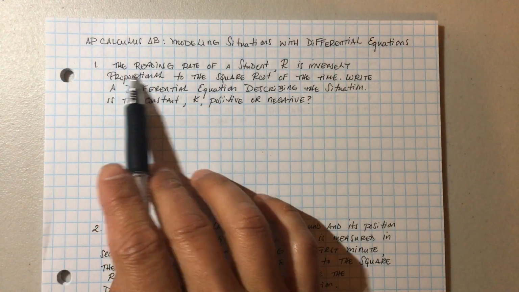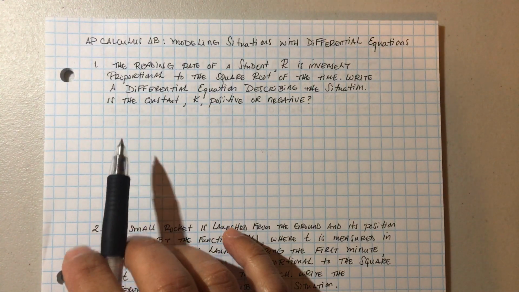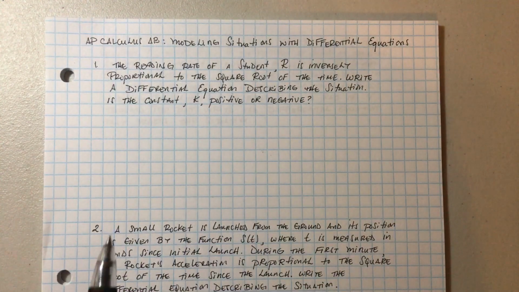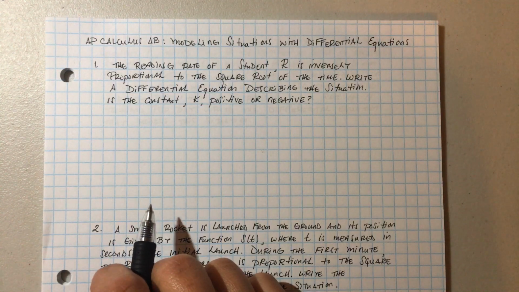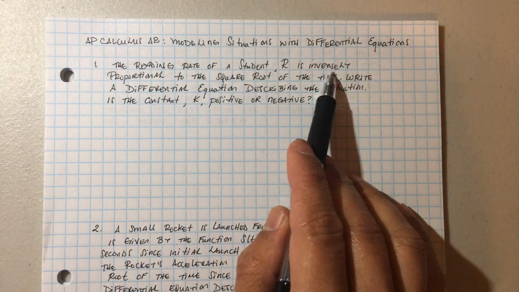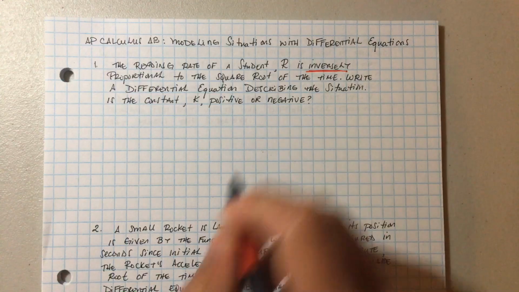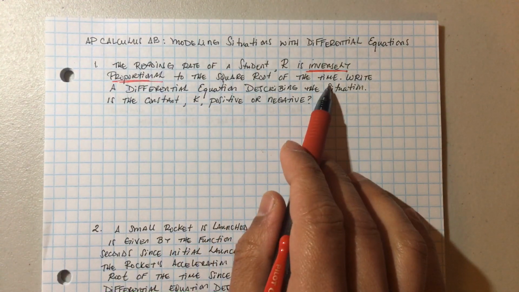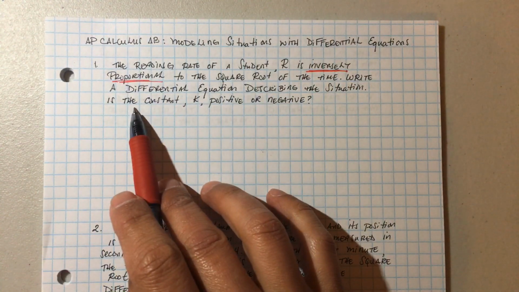All right, it says the reading rate of a student R is inversely proportional to the square root of the time. And if you remember, differential equations are kind of like your derivatives, rate of change. So inversely, that's important, proportional to the square root of the time. And it says write a differential equation describing the situation.